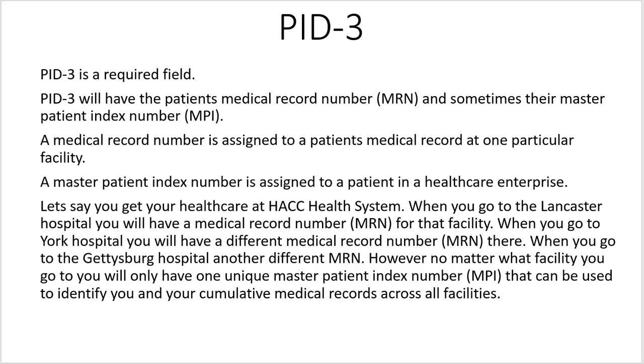However, no matter what facility you go to, you will only have one unique master patient index number, or MPI, that can identify you and your cumulative medical records across all facilities, right? So your medical records at the York Hospital will be for the York Hospital. Your medical records at the Gettysburg Hospital will be for the Gettysburg Hospital. But the MPI will connect all of those together into one larger medical record.